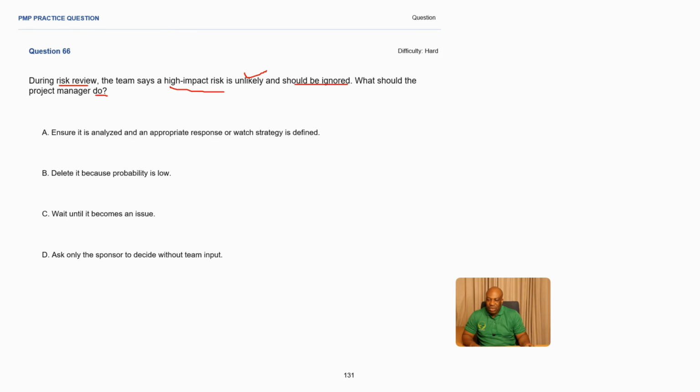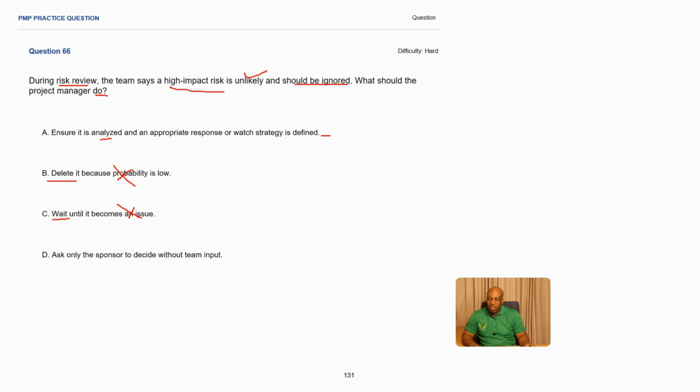A, ensure it is analyzed and an appropriate response strategy is defined. Okay, I like this one. Analyzed. Right? Delete it because probability is low. You don't delete risks because someone is saying it should be ignored, making this one incorrect. Wait until it becomes an issue. You don't wait in a project. You're going to cause delay. What if this issue is going to be a blocker? So you can't take this as the best option for now.